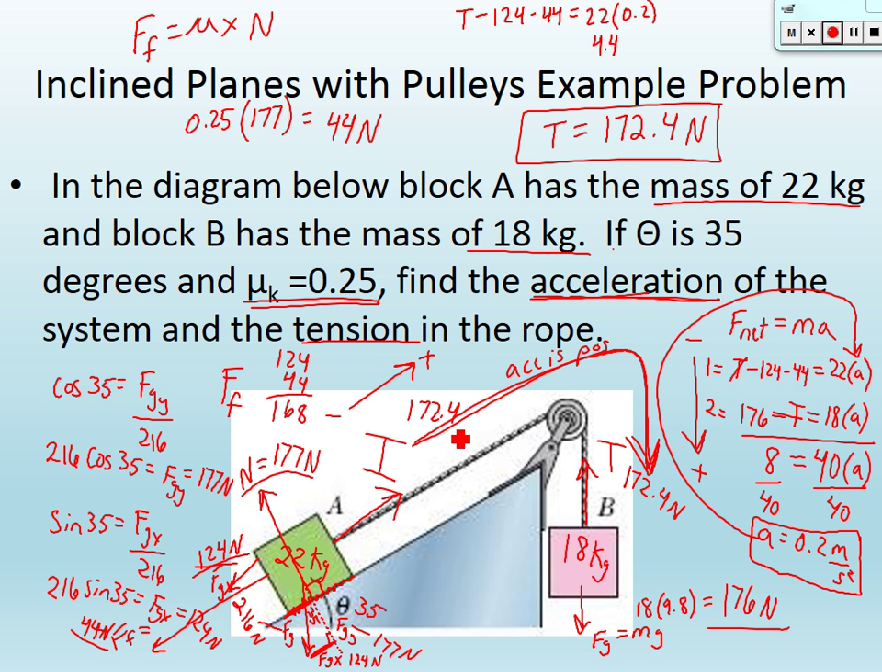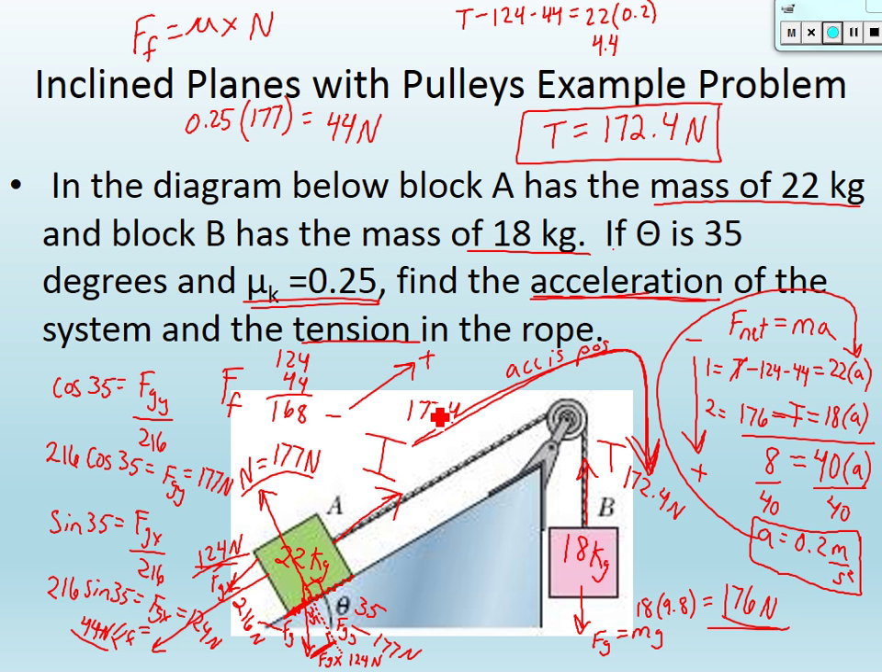And this tension is 172.4. And ask yourself, if this is your tension and this is your weight, is it going to move down? And the answer is yes, because this one's greater. And if you added up 44 and 124, that's 168. It's still less than tension, so it will move up.